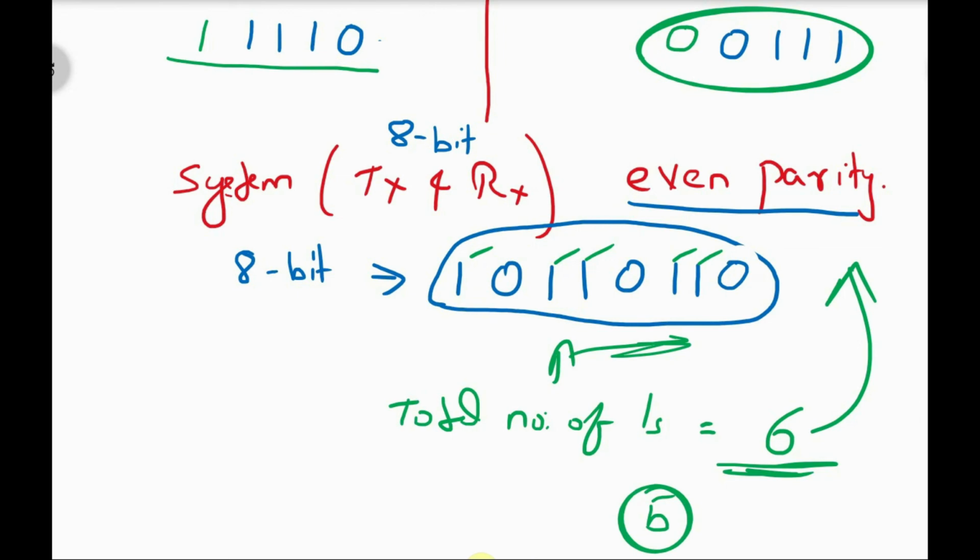But the problem with the parity method is that we can detect only a single bit error. If more than one bit is changed, or if there is an error in more than one bit, then we cannot detect the error in the parity method, as we have discussed at the start of the session. This is all about odd parity and even parity.